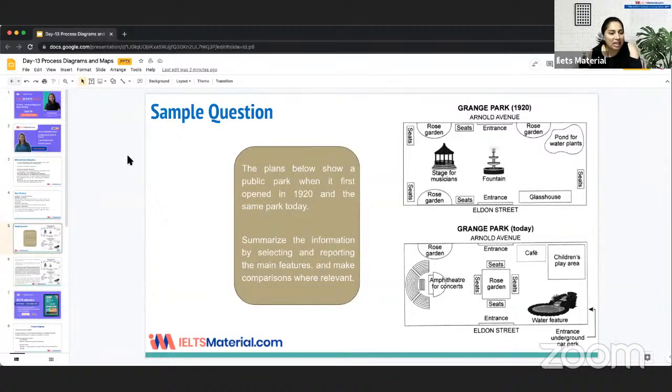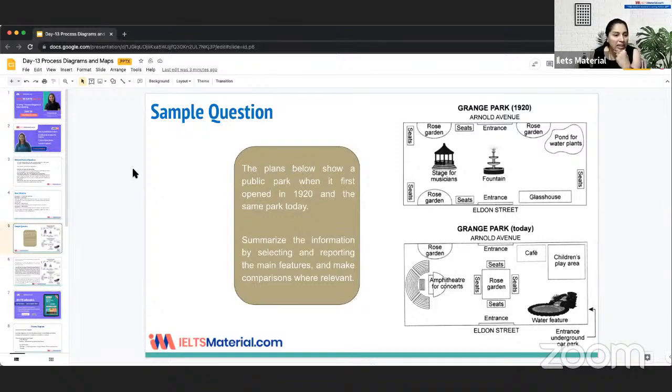Then Lukman has given the answer. "The illustrated plan demonstrates a public park plan when it was constructed in 1920 and the current situation." Okay, Lukman, you need to make this change. Then "the map shows the different types of area changes in the public park that have been made over the years since 1920 to today." Something somewhere I feel, there are two maps. Chat, you need to understand that there are two maps, two plans. One, the past one and one, the present one.